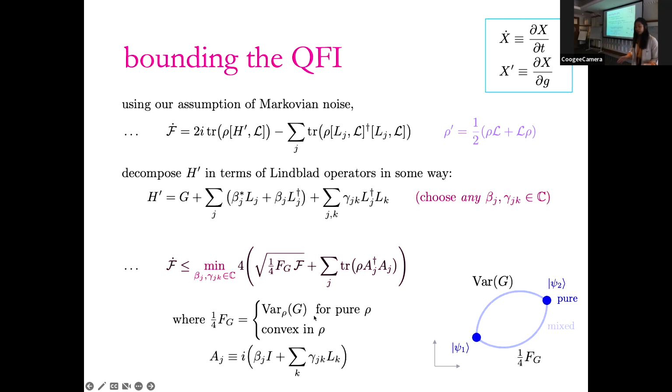Okay, so for any choice of the coefficients beta j and gamma jk, we get this upper bound on the QFI growth rate in this form. So of course, we get the tightest bound by minimizing over all possible values of the coefficients. So far, this bound can look pretty abstract. We'll see some examples of how it can be usefully applied in concrete settings later. But first, let's look at some of its general features.